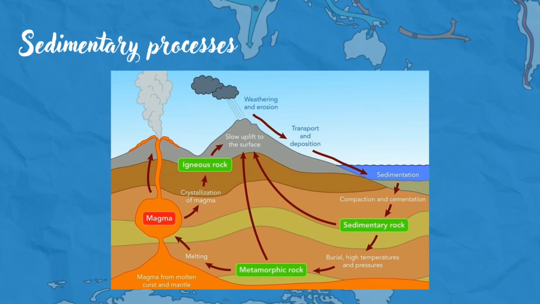Over time, these layers become compacted and cemented, hardening into sedimentary rocks. This process results in the creation of rocks like sandstone, shale, and limestone. These rocks often contain valuable resources, and the cycle continues as sediments are constantly moved, deposited, and transformed.